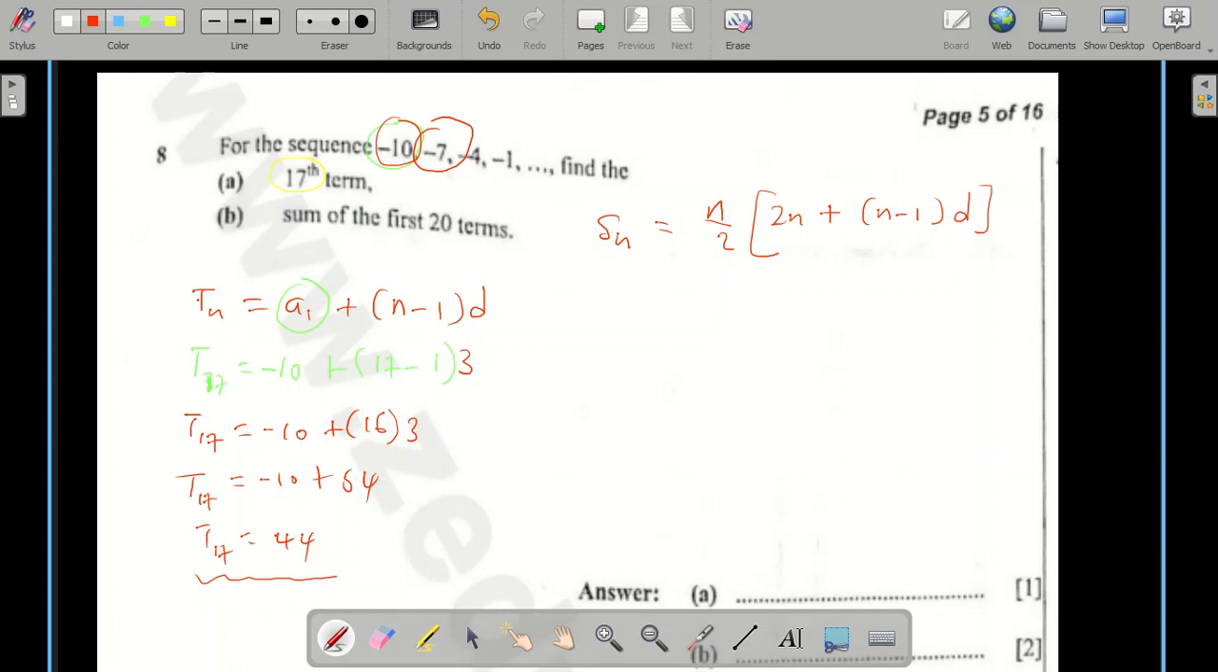To calculate the sum of the nth term for an AP, it is n over 2, everything multiplied by 2a plus open bracket n minus 1 multiplying your d, which is the common difference. Since they've said the first 20, we put 20 there and also here, so 20 divided by 2, then 2a, where a is your first term, negative 10, plus n which is 20 minus 1, then the common difference, the same number you calculated before, 3.